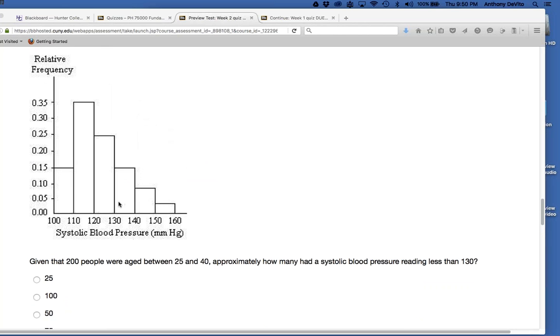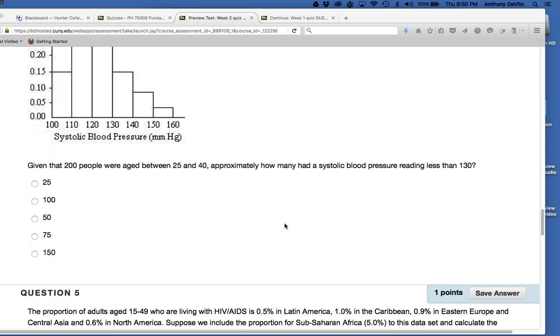Since it looks like it's going to be easier, I'm just going to see how many people are to the right. So we have 15%, we had 10%, that's 25, and 5 is 30% of the population is greater than 130. That means 70% had to be less than 130. And since the population is 200, 70% of 200 is 140 people.